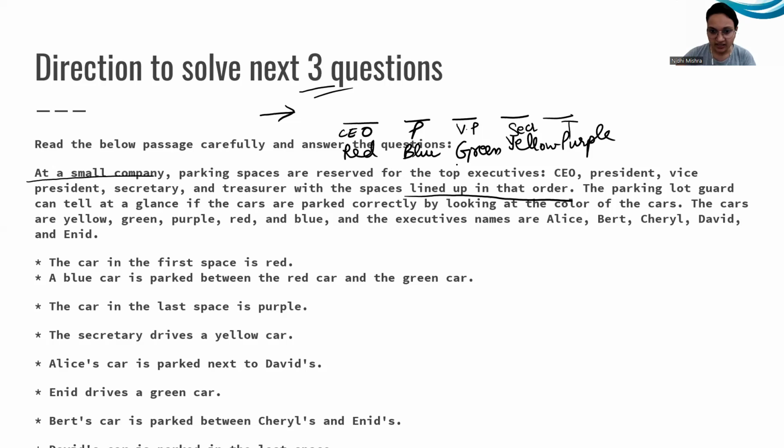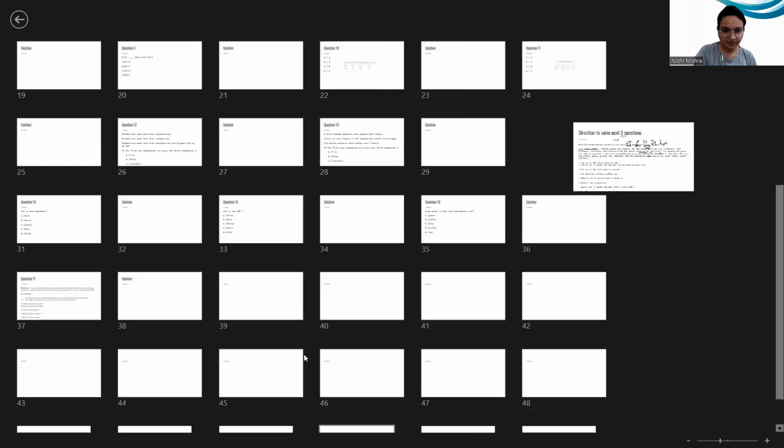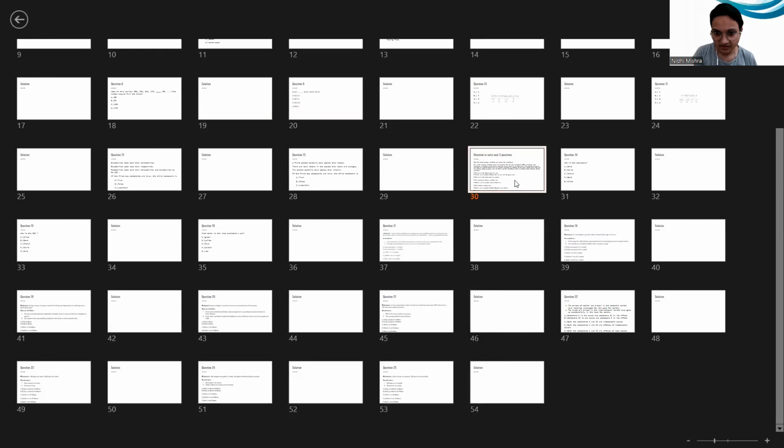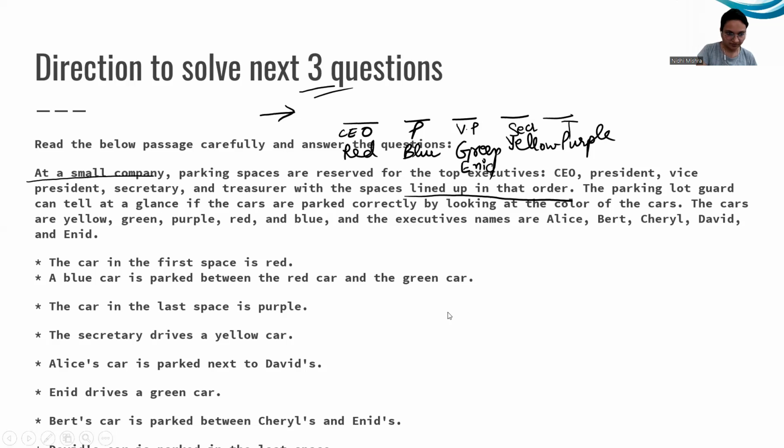Enid drives a green car. So this is Enid. Bert's car is parked between Cheryl and Enid. Okay. Just a second. Bert's car is parked between Cheryl and Enid. This is Enid. Okay. And Bert's car is parked. Bert can be here also or here also.